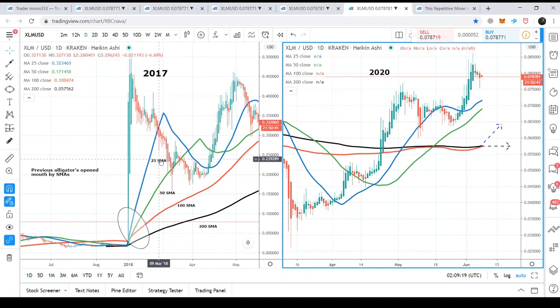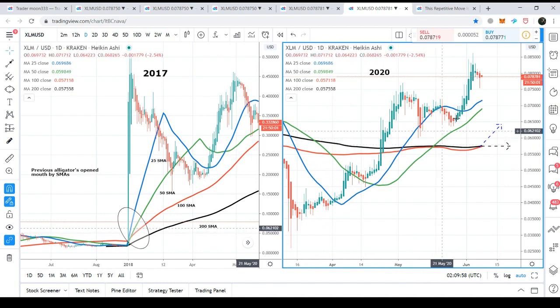This is the 25 simple moving average. This blue one is the 50, this is the 100, and this is the 200 simple moving average. Back in 2017, we witnessed that when the 25, the smallest simple moving average, moved above all these other simple moving averages, and we had the 50 below the 25, then the 100, then the 200, a completely open alligator mouth was formed, and the price action moved up to 51 cents as per Kraken exchange. So that was a very big move, more than 4,000%.